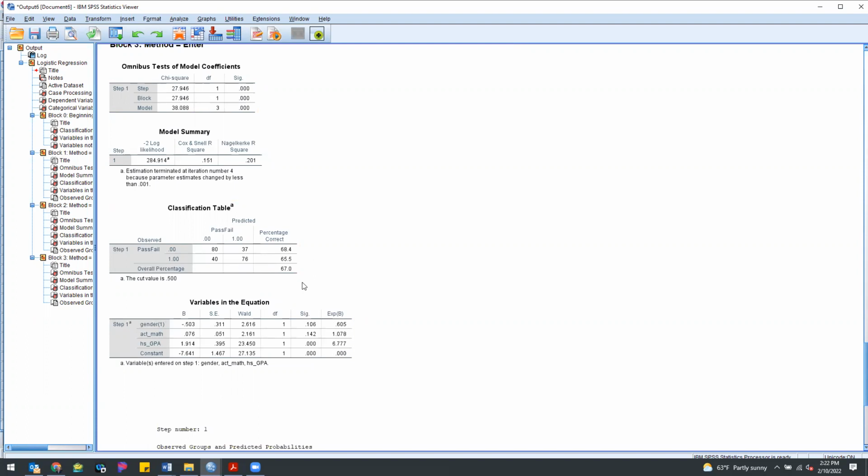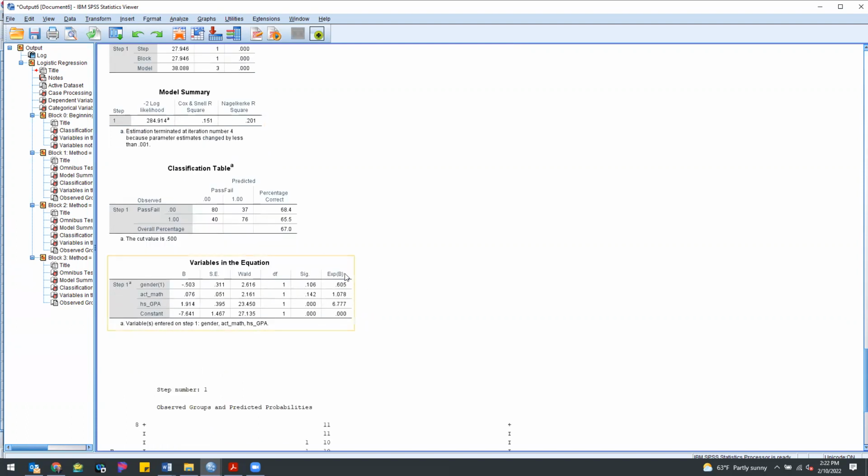So let's try to interpret the variables in the equation. Remember, the exponent of B is the likelihood of the effect or the outcome occurring. So males are less likely than females, right? Because it's less than 1. And so that's not a significant predictor, but nonetheless, just wanted to say that out loud. Math scores, again, aren't significant and don't really change much, but look at that. For high school GPA, if you have a 1 unit increase, which means if you have a 2.0 GPA and I have a 3.0 GPA, I am 6.7 times more likely to pass my first math class because I have a higher high school GPA.